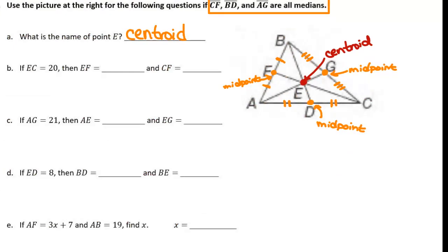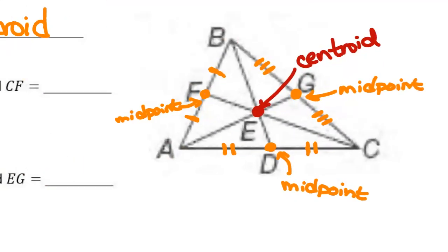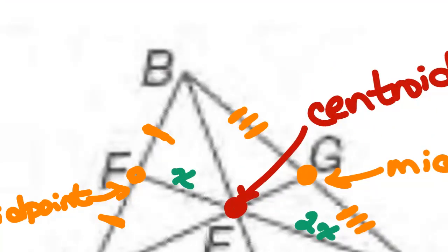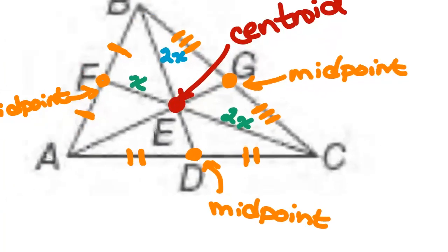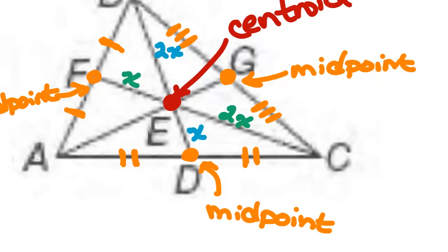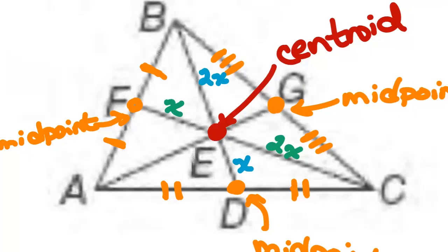When we have the medians and the centroid, this was the situation where we did our x, 2x, 3x. If it goes from the centroid to a side, it's an x. If it goes from the centroid to a point, to a corner, it's a 2x. So here from B to E would be 2x because it goes to a corner. From E to D would be x. From E to A would be 2x. And from E to G would be x.